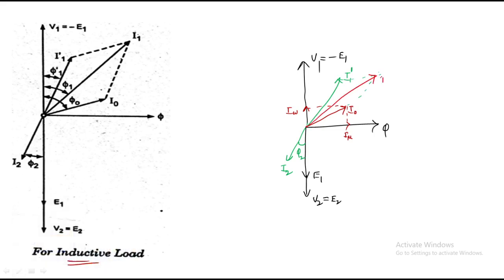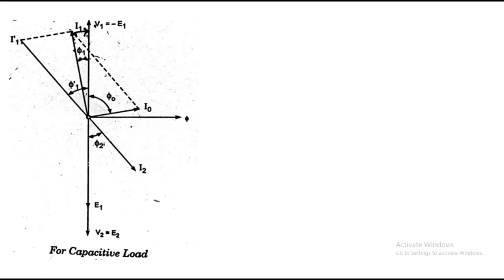This is I1. So between V1 and I1 is nothing but phi 1. Between V1 and I1 dash is nothing but phi 1 dash. Between V1 and I naught is nothing but phi naught. So like this you have to get the different phase angles of voltages and currents. Okay. Like that you have to draw the phasor diagram for capacitive load. That is, the current leads this voltage by how many degrees?